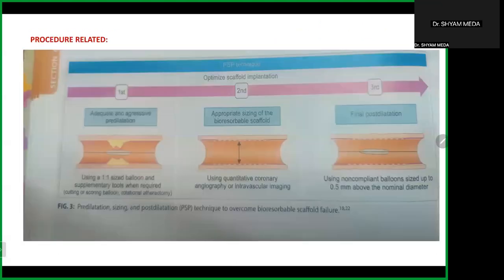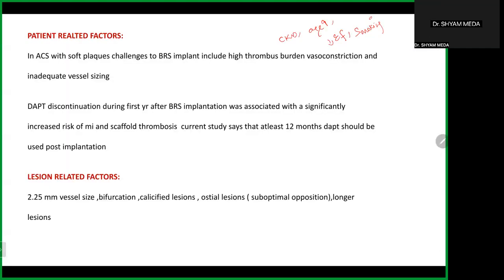So next is the procedure. Bioresorbable stent is not FDA approved yet, right? Not approved. There is one study going on, I think the Meril trial, which is an ongoing one-year trial.